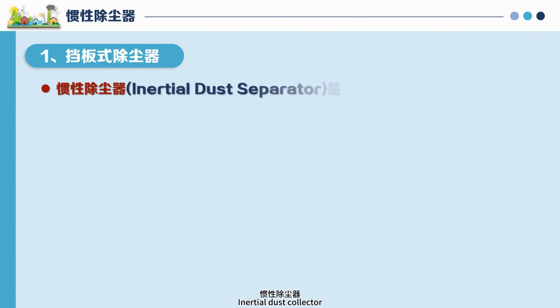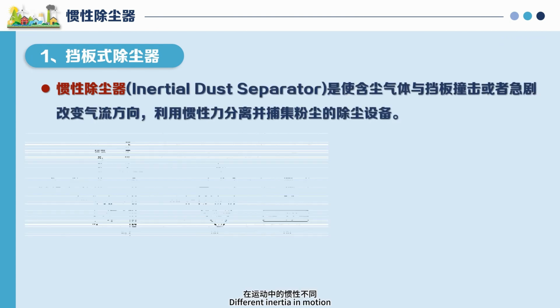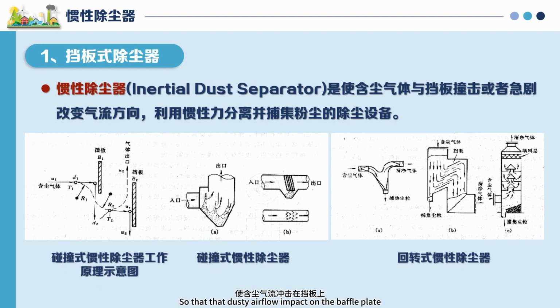An inertial dust collector uses the different inertia of dust and gas in motion, so that the dusty airflow impacts on a baffle plate. The airflow direction changes sharply, and with the help of the inertial force of the dust particles themselves, the dust is separated from the airflow. There are various structural forms of inertial dust collectors, roughly divided into two types: impact type and reverse type. The following picture is a schematic diagram of the working principle of the collision inertial dust collector.